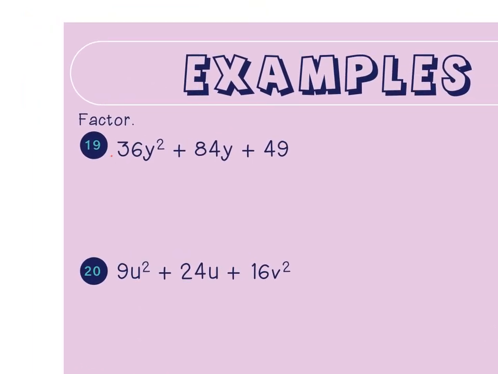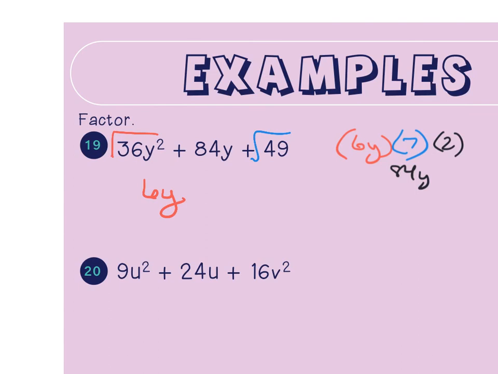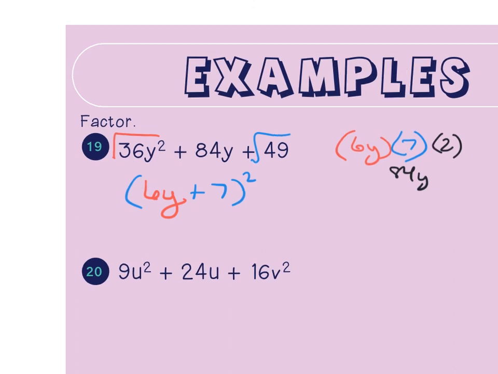I'm going to test. Square root, get 6y. Square root, I get 7. Double it. 6 times 7, 42. Times 2 is 84. It works. So I just do 6y plus 7 squared. Let's try the next one, see if it works.